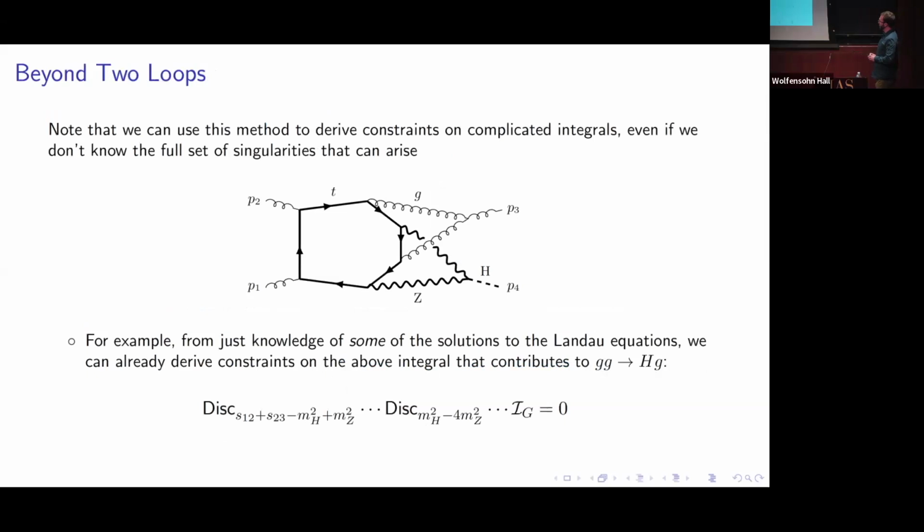So let me just make one final point, which is that we can use this method to derive constraints on complicated integrals, even if we have minimal knowledge of the singularity structure of these integrals. So for instance, if we consider a complicated diagram like this that contributes to gluon fusion to Higgs, or to Higgs plus jet, then if we just find some subset of the solutions to the Landau equations, we can start to derive restrictions on these discontinuities, such as the one shown here.